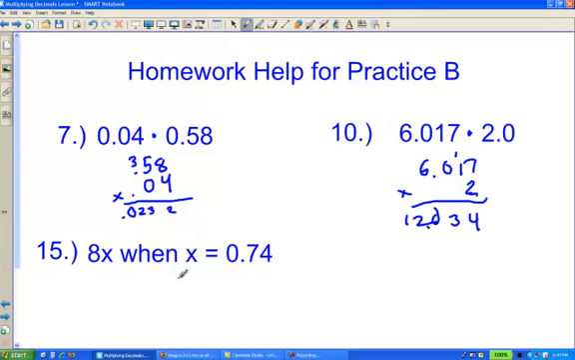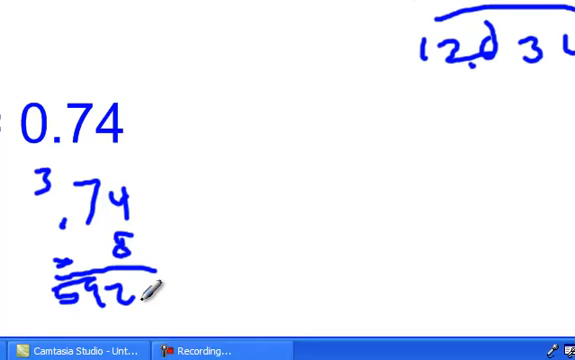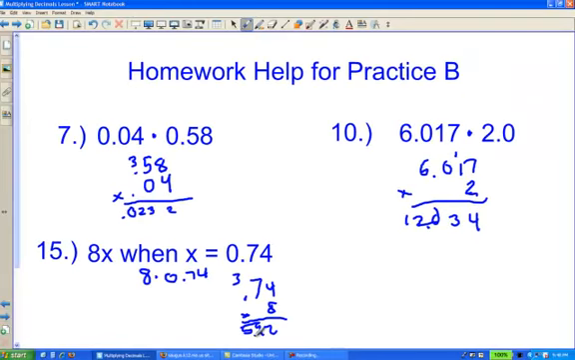Alright, 8x when x equals 0.74. So I'm doing 8 times 0.74, or just 0.74. So I'm going to put 74 hundredths on the top, more digits there. 8 on the bottom, less digits there. 8 times 4, 32, carrying my 3. 7 times 8 is 56, plus 3 is 59. And move it over 2 spaces this time, and I get 5 and 92 hundredths. You see why I move it over 2 spaces? There's 2 numbers after the decimal.